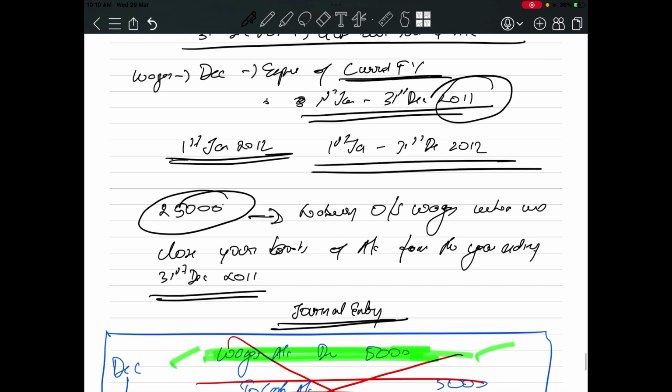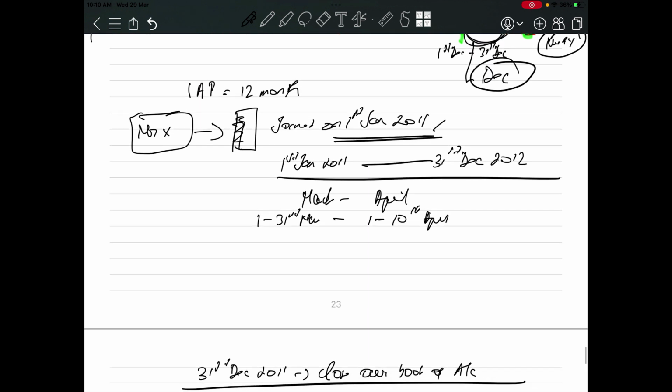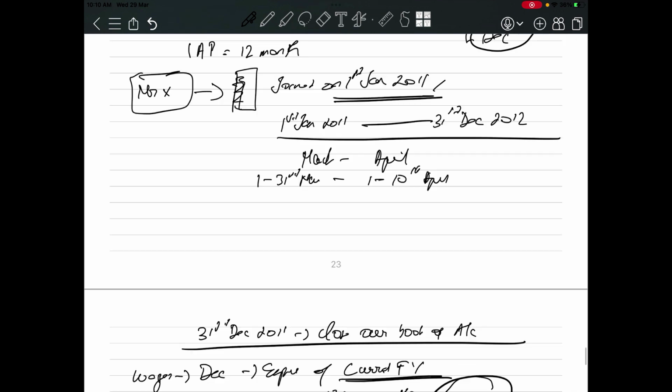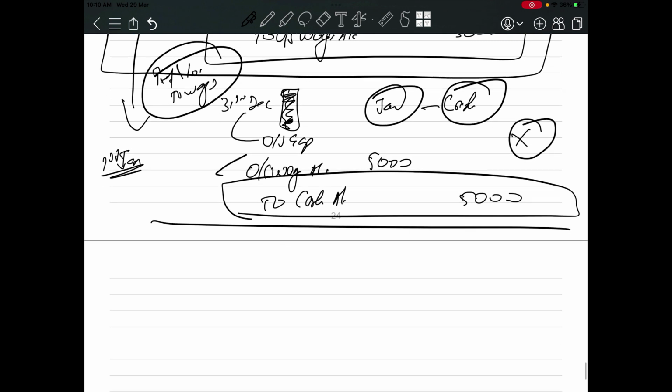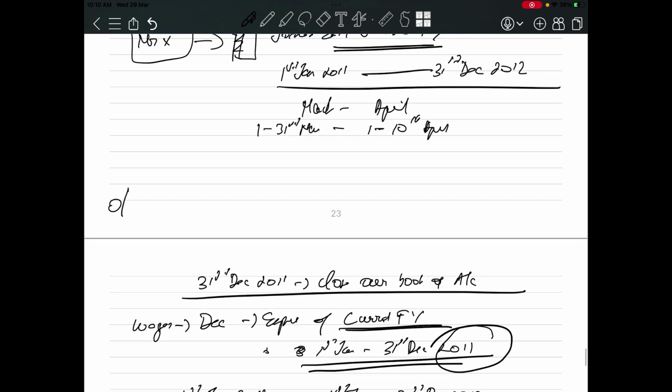So I hope you have understood the concept of outstanding wages. Simple as that. What do you mean by outstanding? We have to pay this. This is our liability. You can see this example. You can see this concept will be applied on outstanding wages, outstanding salaries, outstanding rent.